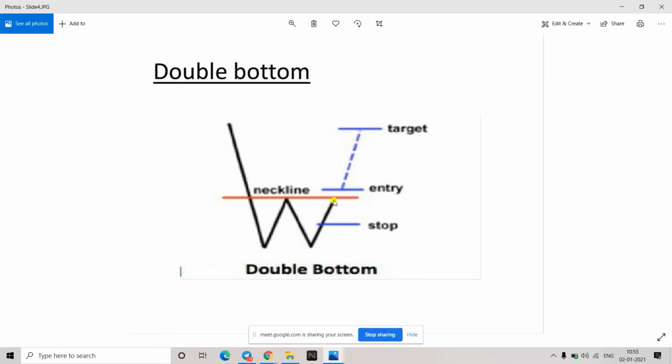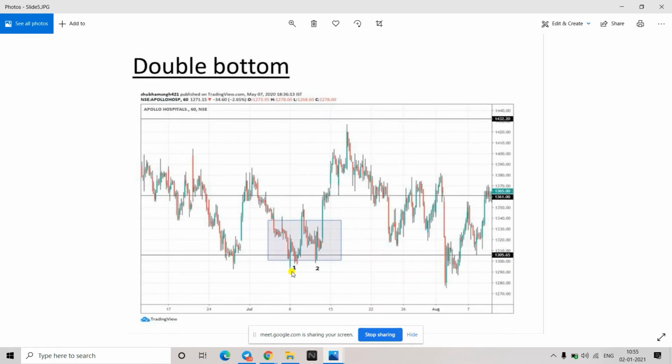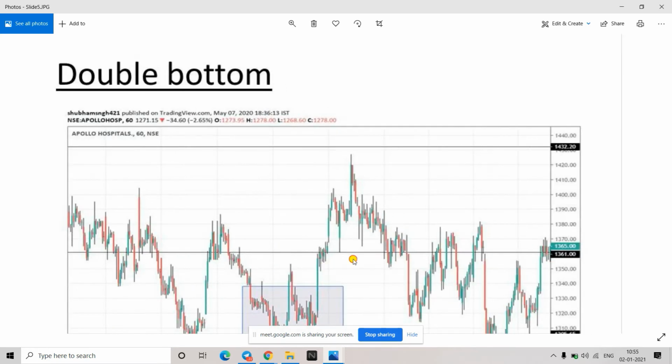This time, if it breaks this neckline, that means you can anticipate that it will reach the immediate next resistance. This is one resistance over here, and once this resistance is broken, you can anticipate that it will go to the next resistance. Your stop loss is half of this range from the neckline to this bottom. Half of that will be your stop loss. This is an example of double bottom here.